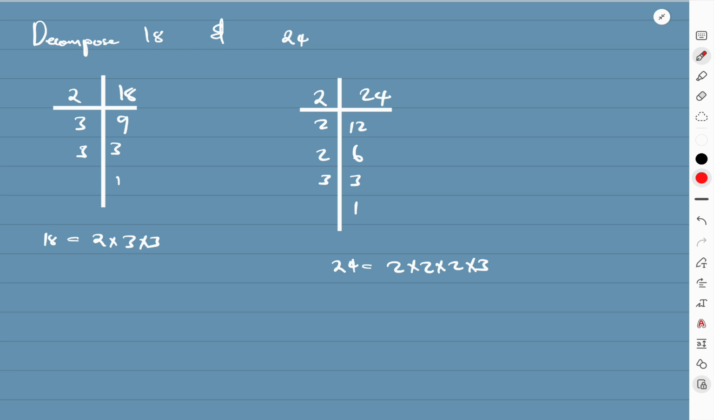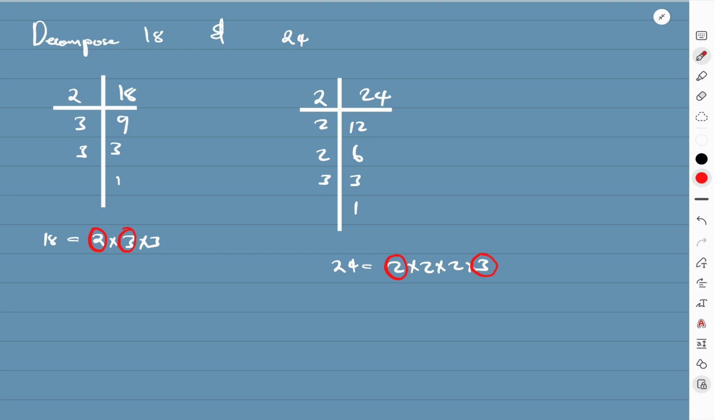Now, after doing that, I'm going to look for the prime numbers that are common. I'm going to see that this side I have a 2, I also have a 2 this side, right? And I'm also going to see that I have a 3 and I also have a 3 this side. So these are the prime numbers that are common: one 2 both sides and one 3 both sides.